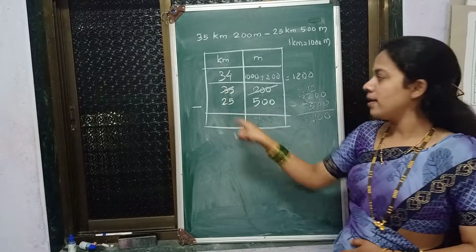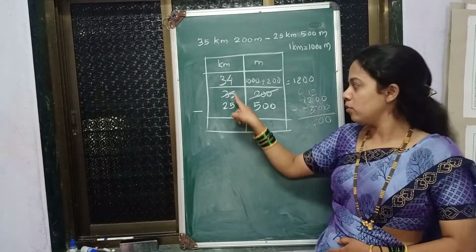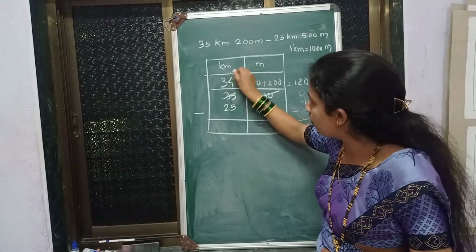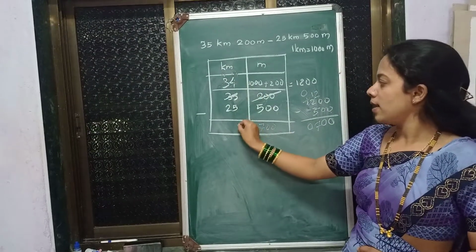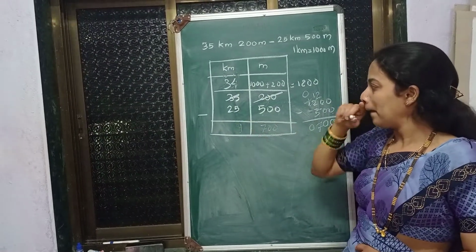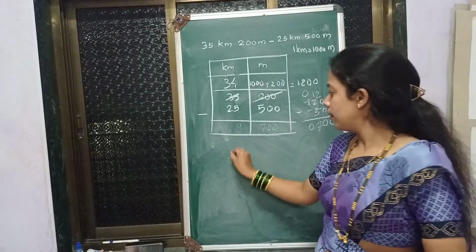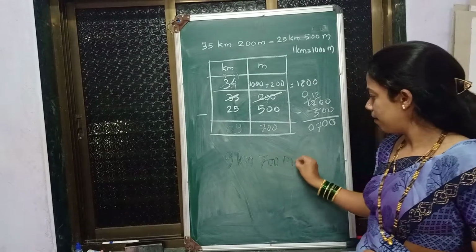And 34 minus 25. You are not going to do 35 minus 25 now. You are going to do 34 minus 25. 4 minus 5 is not possible. So this will be 14 and this will be 2. 14 minus 5 is 9 and 2 minus 2 is 0. So my answer will be 9 kilometer 700 meter.